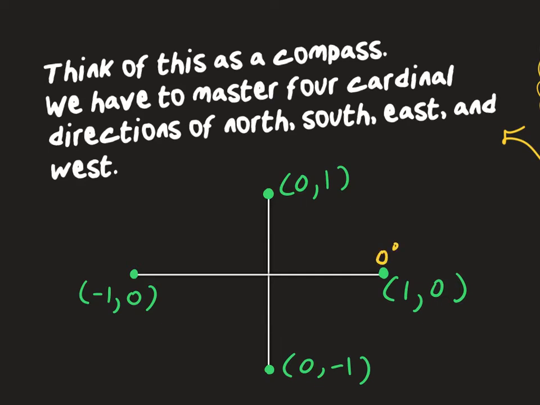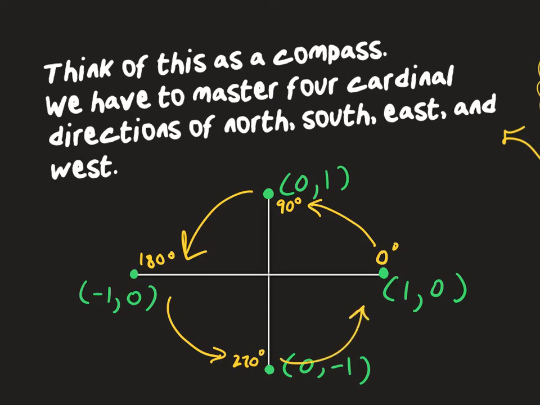So we're going to start at 1, 0, which is the east, and we're going to rotate in a positive direction to the north, which is 90 degrees. Keep rotating. Now we're going to head towards the west. That's 180 degrees. Rotate again. We're going to be at the south, which is 270 degrees. Then I complete everything back at the east at 360 degrees.